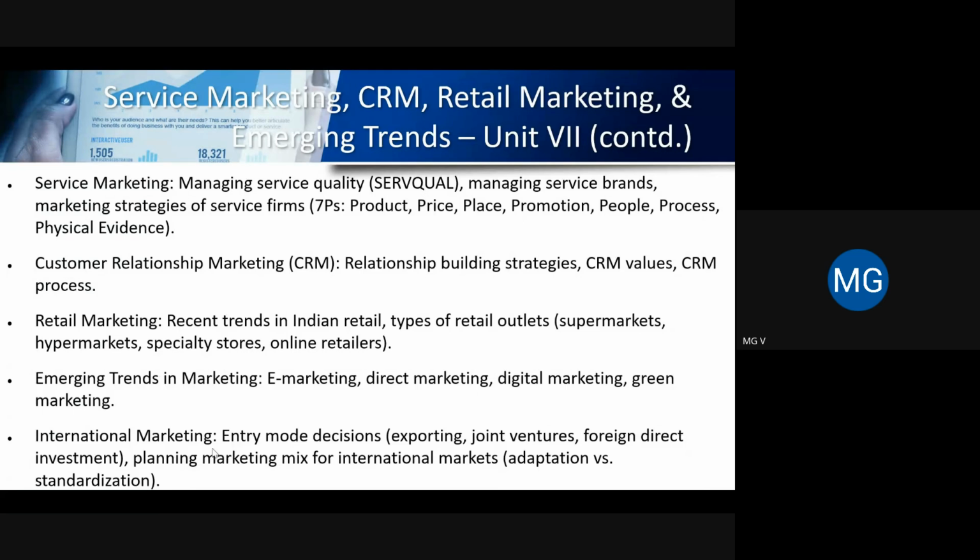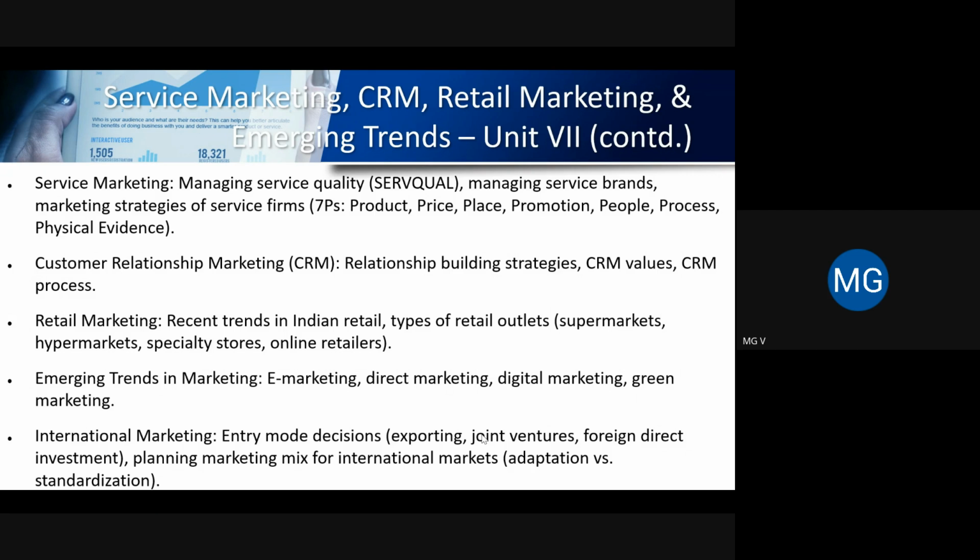Now the 7 P's of services marketing include the traditional 4 P's plus 3 more P's, that is people, process, and physical evidence. Now, since you are familiar with 4 P's, no need to revise or recall again and again. Just go for the additional 3 P's. Customer relationship management involves building and maintaining strong relationships with customers. CRM strategies focus on understanding customer needs, providing personalized service, and building customer loyalty.